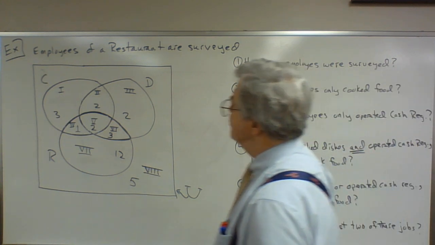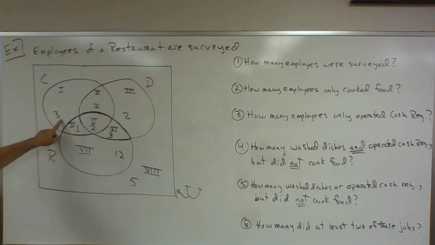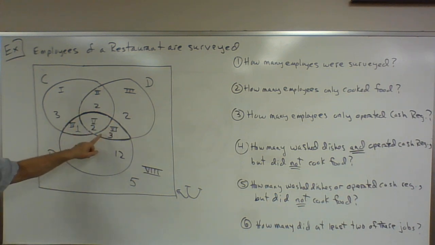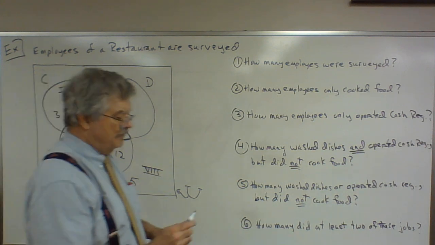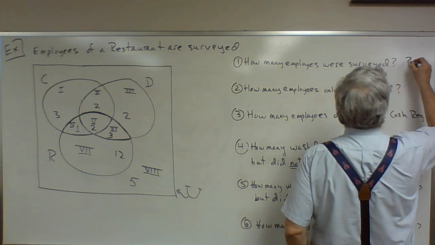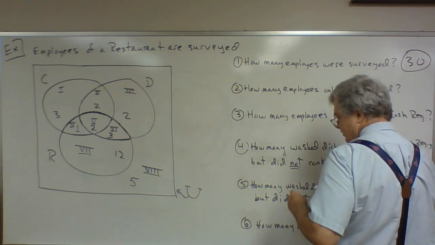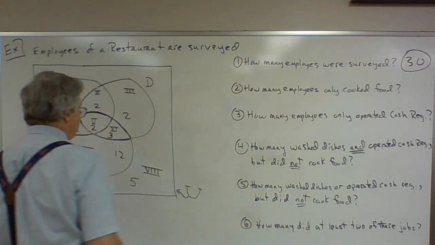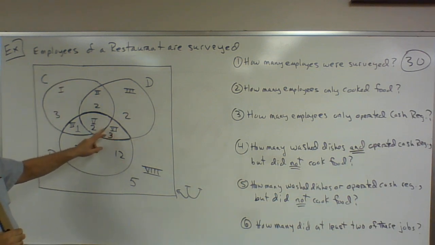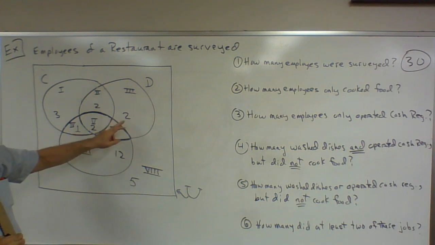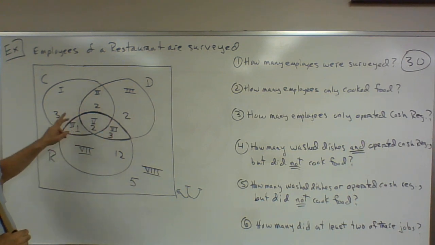Number of total employees surveyed. 3, 5, 7, 8, 10, 13, 25, 30. I hope I did that right. Let me try it again and I'll go back. 5, 17, 20, 22, 23, 25, 27, 30. Okay. Now I'm pretty certain I got it right.